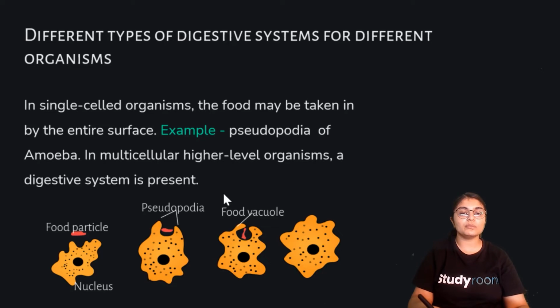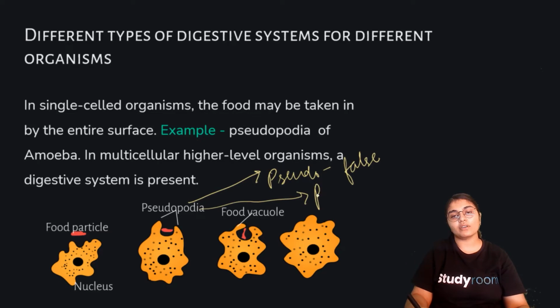What is pseudopodia? Pseudo means false, and podia means feet. So it has these false feet, which it produces, and then captures the food molecule and digests it. It takes the food molecule inside its body through its surface. So that is how they digest their food.